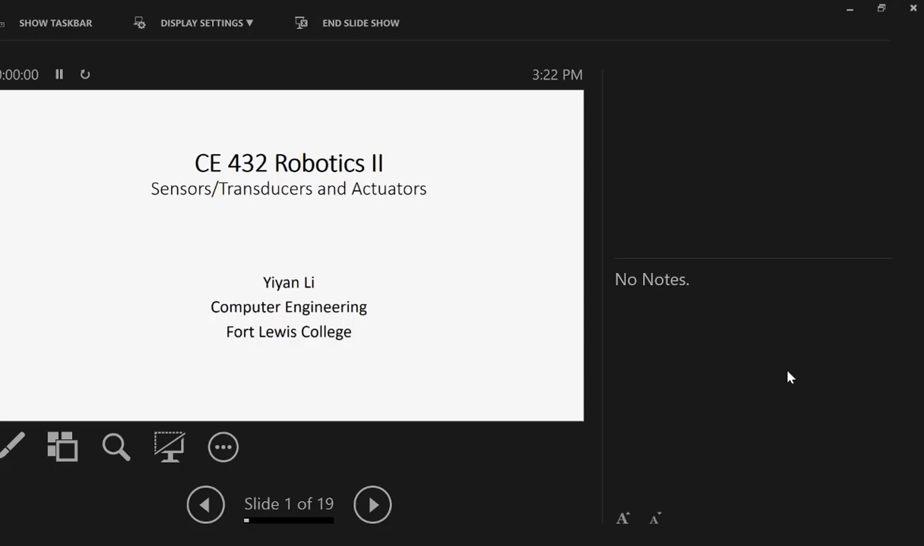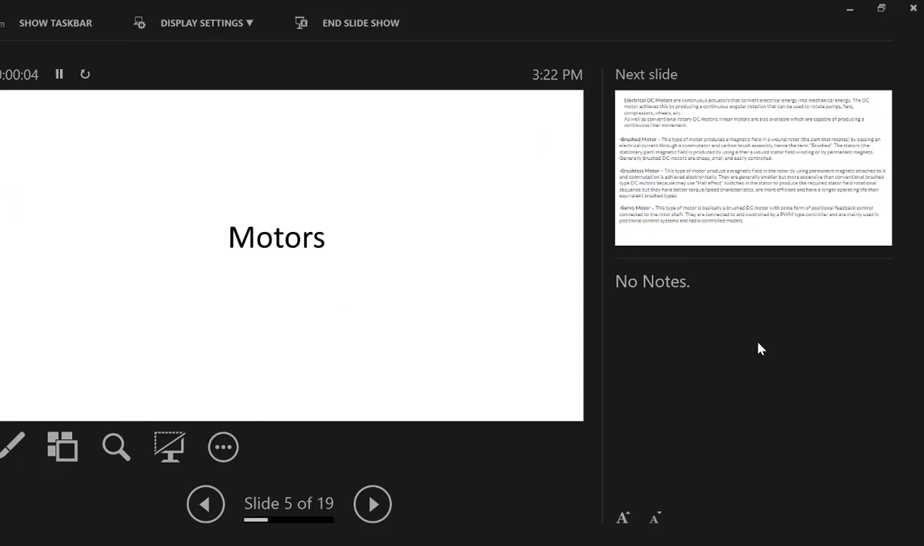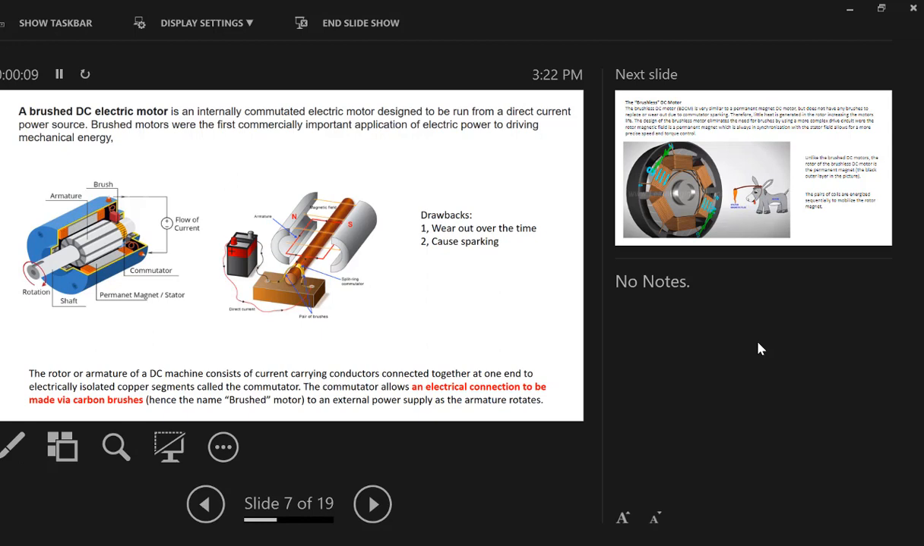Switches, these are easy. Motors. Do you know the difference between a brushless motor and a brushed motor? So one quick question: brushless motor and the brushed motor. They are both DC motors, and the difference is here.